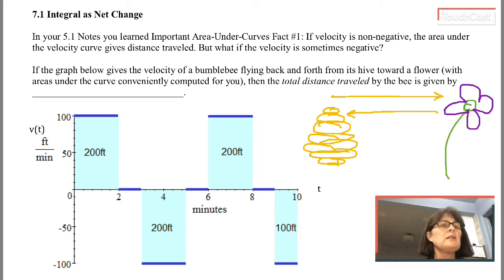So if we want to think of the hive as position 0, I have this bee that travels 100 feet per minute for 2 minutes. It's a constant speed that the bee is flying at, so that's why I have a flat, horizontal velocity curve. Bee flies for 2 minutes. I could find the area under that part of the curve and figure out that he's gone 200 feet.